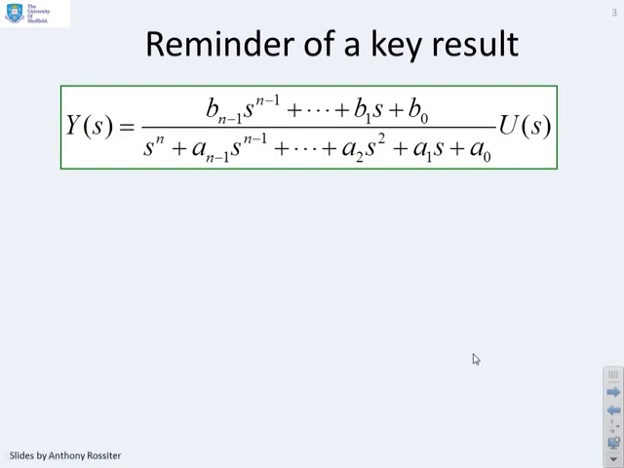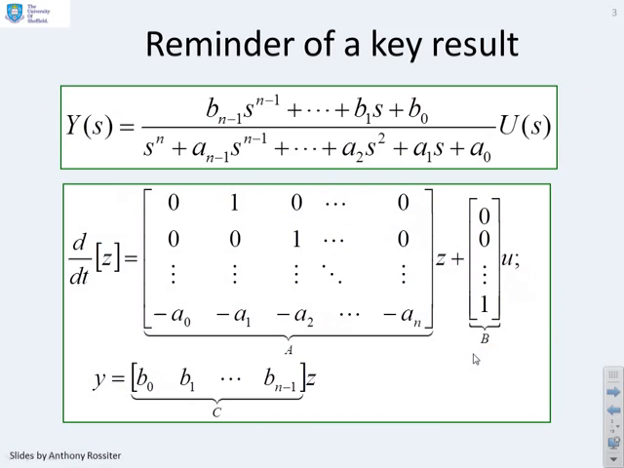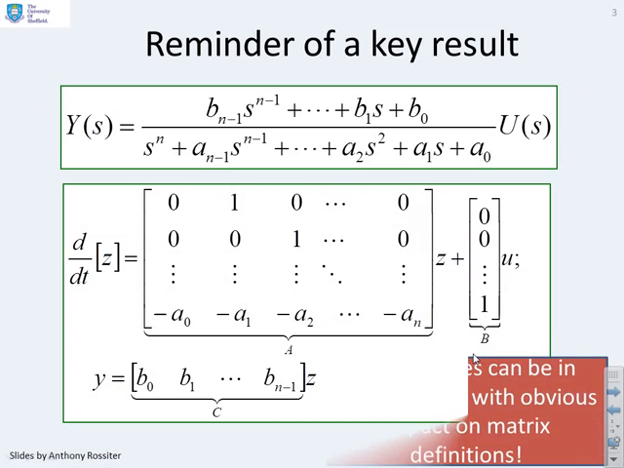Now, a reminder of a key result that we're going to use: if you have a transfer function of the type given here, then it's known that a state space model takes the form given here, and that's covered in the earlier videos.